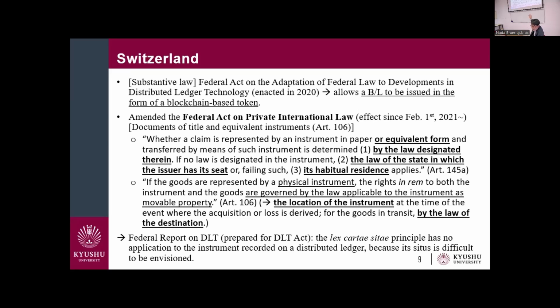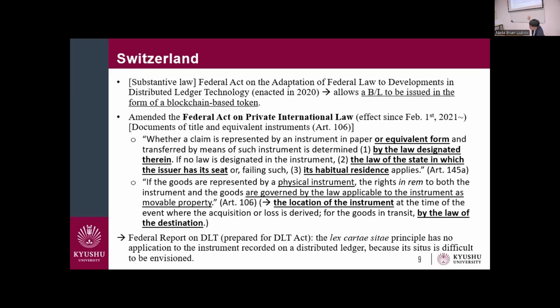And if no law is designated in such an instrument, then the law of the state in which the issuer has its seat applies. Failing such, its habitual residence applies. And this applies only when a physical instrument like a paper bill of lading was issued. Article 106 says that the rights in rem to both the instrument and the goods are governed by the law applicable to the instrument as movable property. So when the instrument still remains in physical form, the law remains the law applicable to the instrument as a movable property.